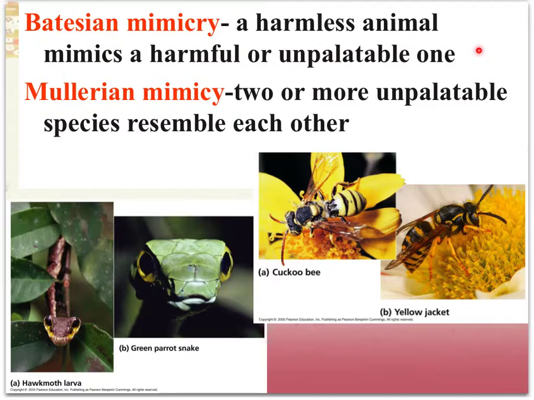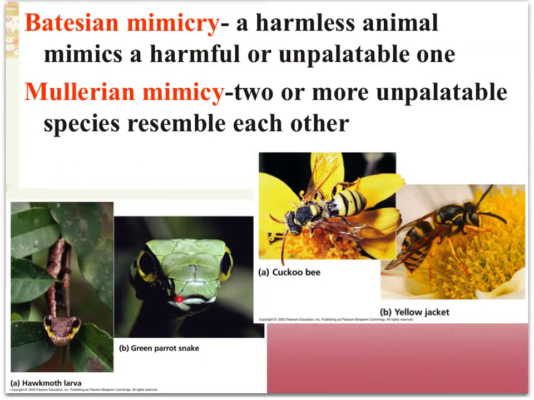So in this case, we have the hawk moth larva over here, which is essentially a caterpillar that's mimicking this parrot snake, which happens to be very venomous. So you've got a harmful snake here mimicked by this little caterpillar. Looks pretty close, I think.